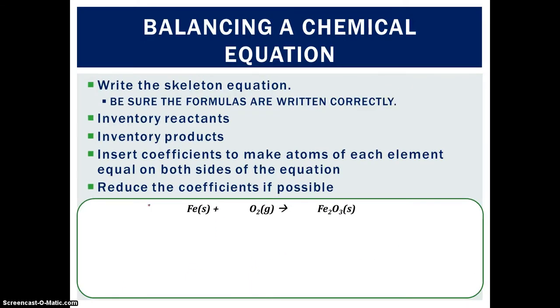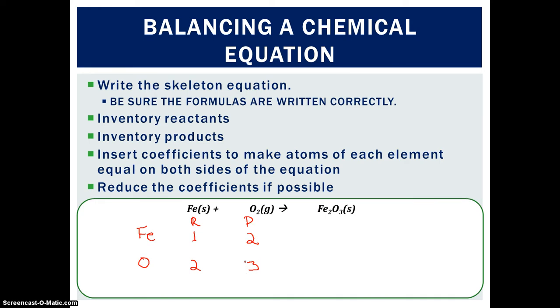Alright, here's our last example. We have a skeleton equation. I'm going to inventory my reactants and products. I have iron and I have oxygen. Now notice, unlike the previous one, I can't just count up my polyatomic ions. They don't exist here. I just have 2 different elements. I'm going to total them both up. On the reactant side I have 1 iron and 2 oxygens. On the product side I have 2 irons and 3 oxygens.